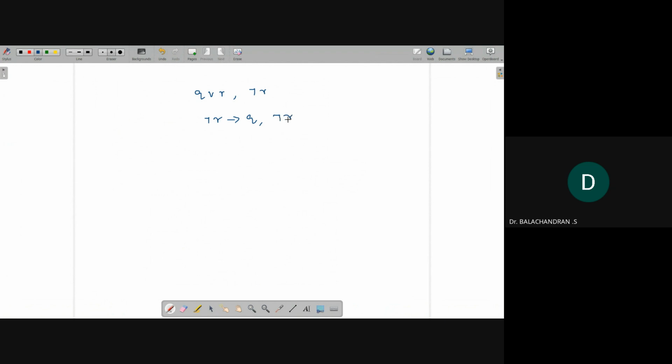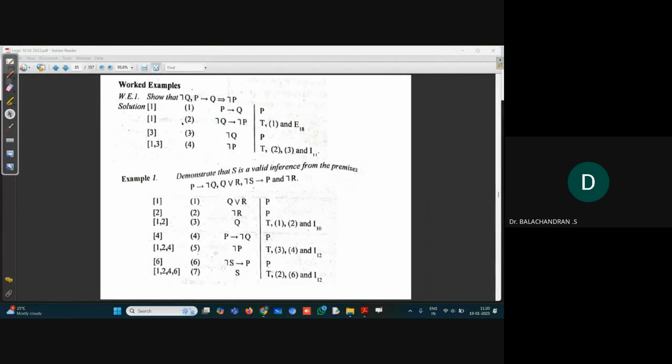Now from this is P. P comma P implies Q is what? Q. So we'll get Q. So that's why we'll get Q here, and then use the given premises. P implies negation Q, and then I 1 2 sorry 3 and 4. 3 and 4 means yes. So Q.